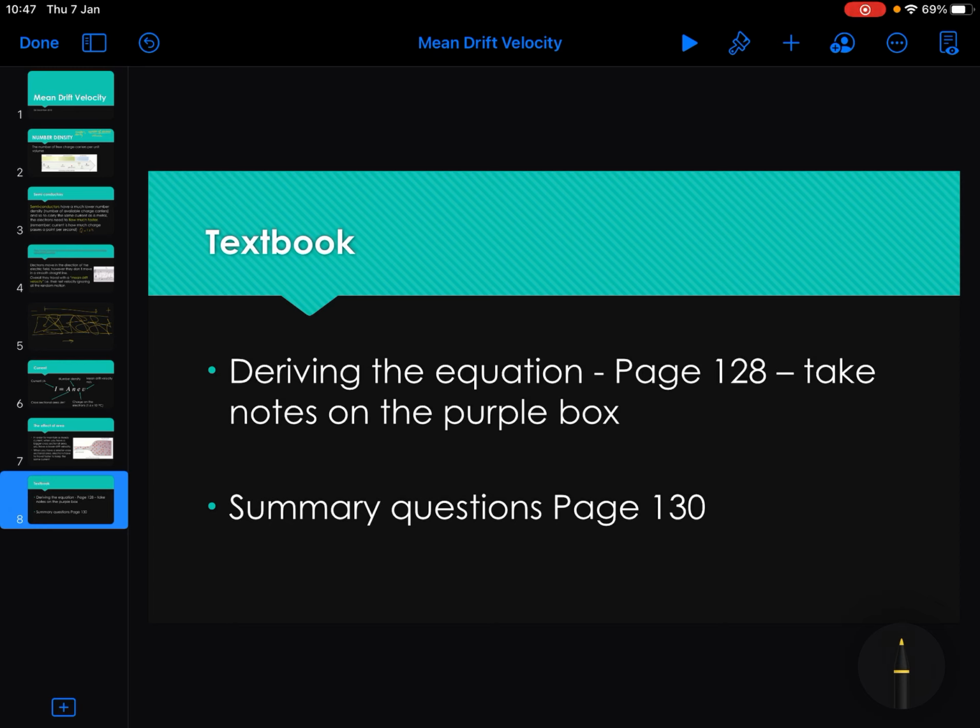Then I would like you to join me on Zoom again, where we will go through the summary questions on page 130. So just to clarify, you should have taken notes from this section, done the deriving the equation from the textbook on page 128, and then you will join on Zoom and we will start doing the questions together. It's not that you need to have done the questions by the time you get on Zoom, instead we shall do them together.